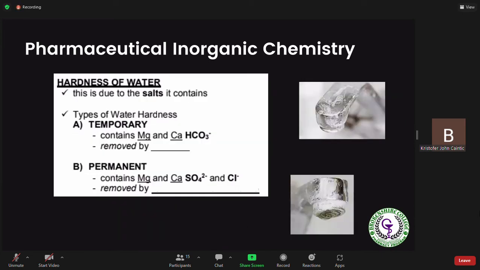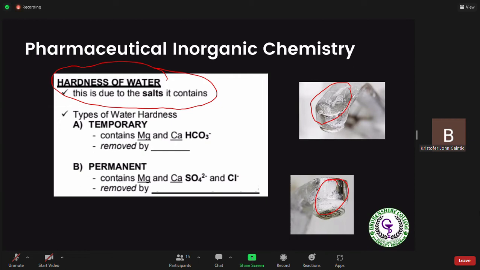Next is also the hardness of water. So when I say hardness of water, it doesn't literally mean the water is hard, but it will provide us a stain in our kitchen or in our sink. Try to see, right, these are most abundant in our shower, where water is always present. It will have a stain, which is really hard for us to remove. Again, the reason for this one is due to the fact that it contains salt.